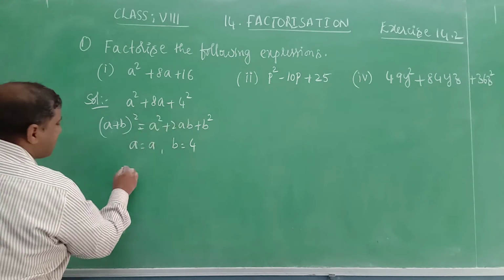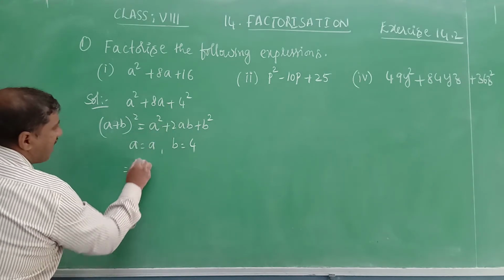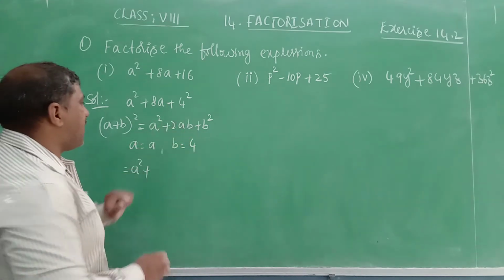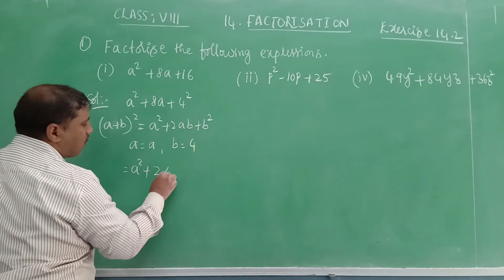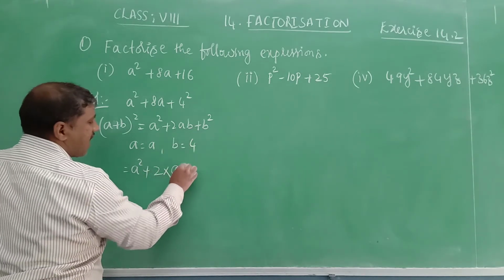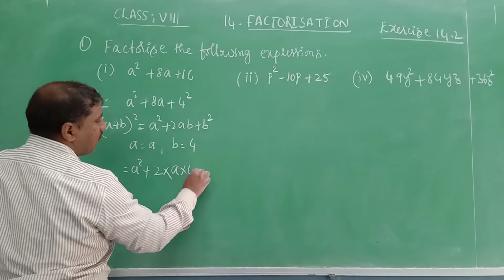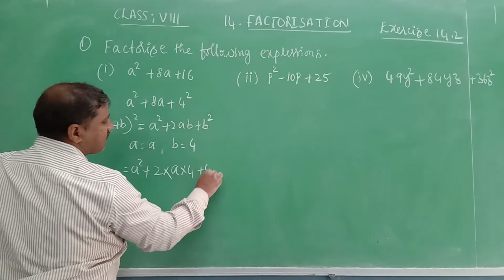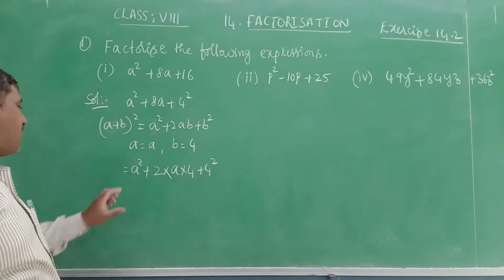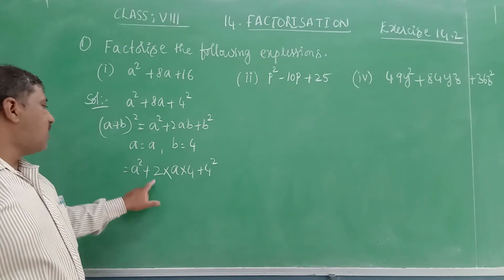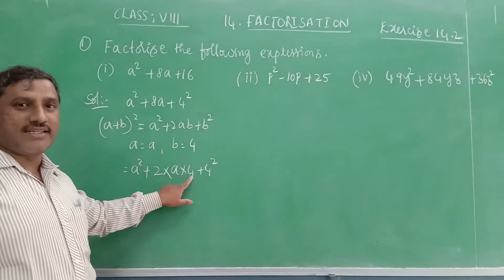Now we express it in that form. That is a square plus 2ab. 2 into a into b, which is 4, plus b square, which is 4 square. Now we compare: a square is equal to a square, 2ab is 2 into 4, which is 8.